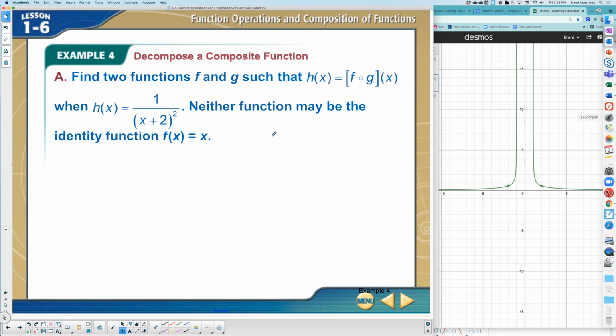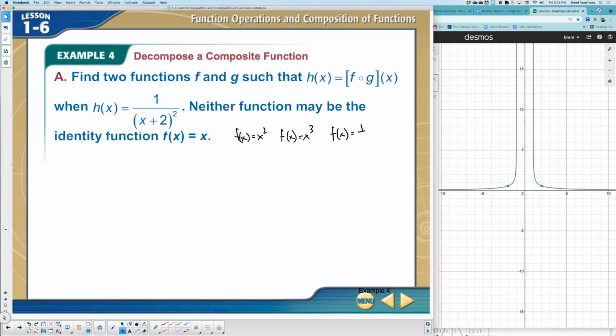The functions that you're kind of thinking about is we could have f of x equals x squared, f of x equals x cubed, f of x equals 1 over x. These are some of the parent functions that we were given. Let's see, absolute value of x. These are some of the different parent functions we saw.